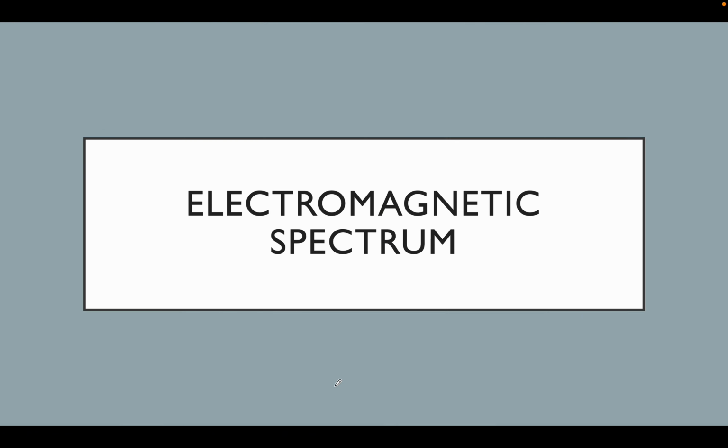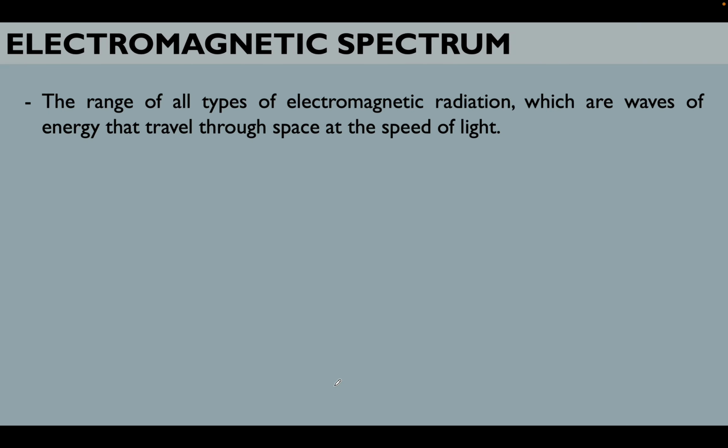Okay, so since we are done discussing the natural and artificial sources of radiation, now let's talk about the electromagnetic spectrum. Now, what is an electromagnetic spectrum? The electromagnetic spectrum is the range of all types of electromagnetic radiation, which are waves of energy that travel through space at the speed of light.